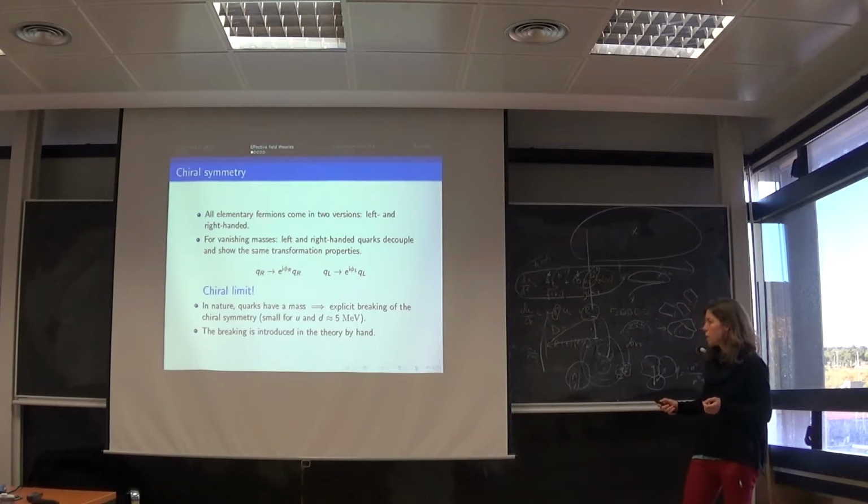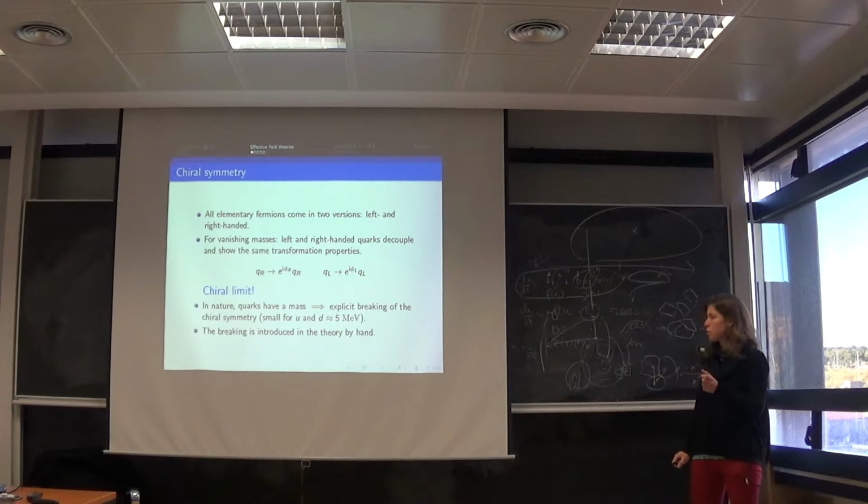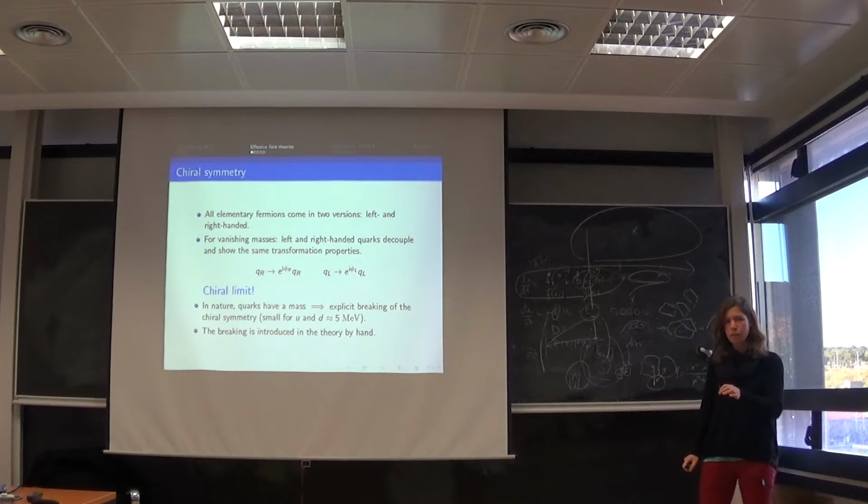But since the breaking is very small, as I said, for instance, for up and down quarks their mass is around 5 to 10 megaelectron volt. Since the breaking is very small, we can just introduce it by hand and pretend that it's like a correction to the symmetry. So the symmetry is not absolute, it has a small correction.